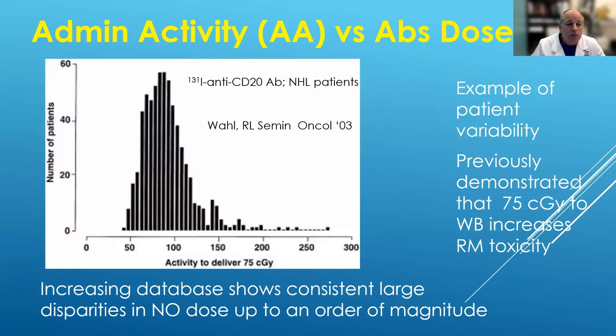The physicians had determined that we could use absorbed dose to the whole body as a surrogate for the normal organ dose, which was bone marrow, which was the dose limiting factor. And they determined that 75 centigray to the whole body was the threshold. And here, in doing the very simple dosimetry, they saw that this is the amount of activity to deliver to a range of patients that would give that absorbed dose.